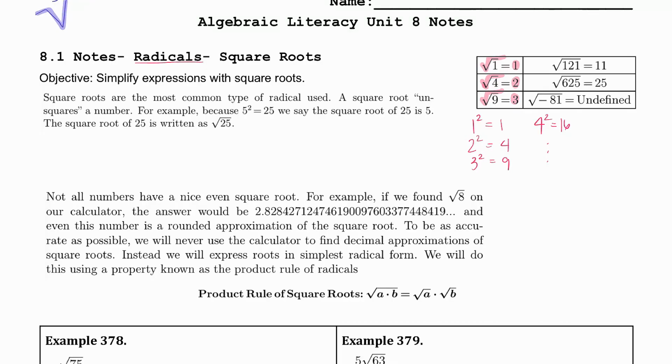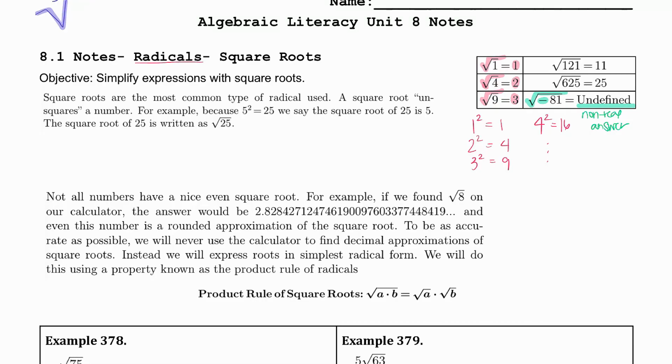You'll notice right here that if we take the square root of negative 81, we're going to get undefined. And that's because taking the square root of a negative number is going to give us a non-real answer. We'll work a little bit more closely with the negative square roots a little bit later.